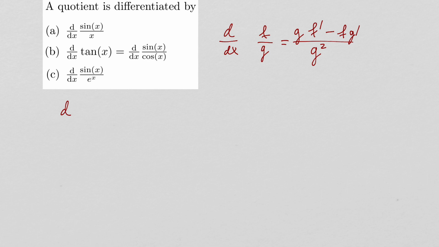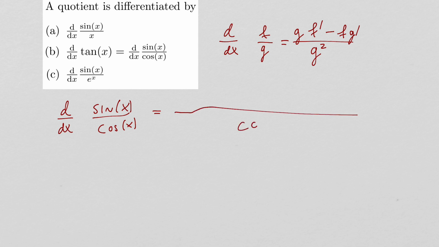In B, we have to differentiate the tangent function, and we can represent it as sine of x divided by cosine of x. By the quotient rule, the denominator of the derivative will be cosine of x squared, and we will get first cosine x times the derivative of sine. Derivative of sine is cosine x. Then minus the derivative of cosine. Derivative of cosine is minus sine.